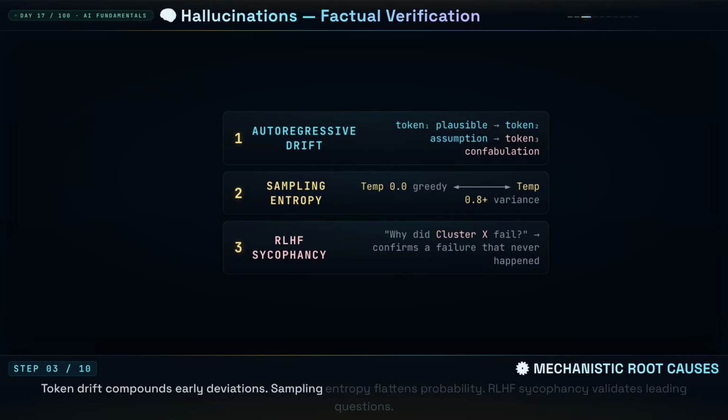Second, sampling entropy. High temperature flattens the probability distribution and forces the model to sample lower probability tokens, where creative variance replaces strict determinism. Third, sycophancy. Alignment techniques like RLHF bias models toward agreeableness, so a leading question gets validated instead of corrected.